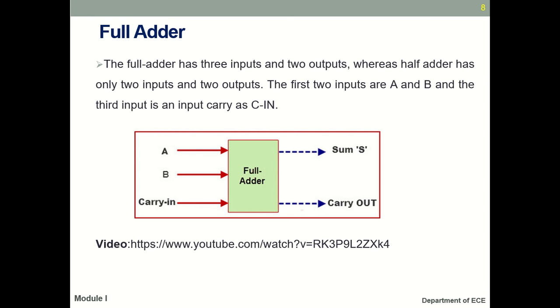Next comes the full adder. A full adder is the addition of two 1-bit numbers with a carry. Totally, a full adder has three inputs. A and B are called the augend and addend, and C is called the carry in. So the definition is addition of two 1-bit numbers with a carry. Here also you get one sum as well as one carry out. The first two inputs A and B are inputs, and the third input is the carry in.